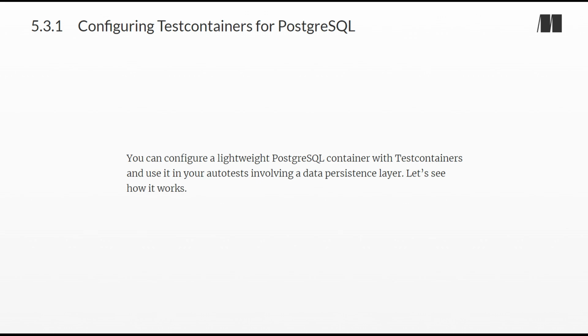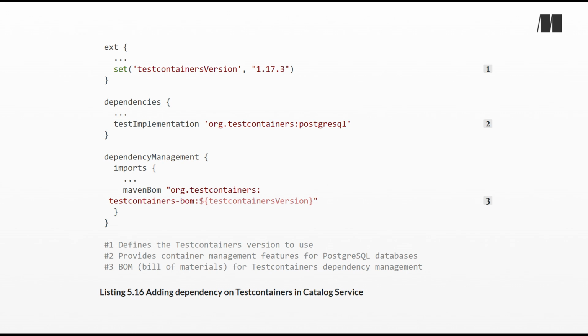You can configure a lightweight PostgreSQL container with Testcontainers and use it in your auto tests involving a data persistence layer. Let's see how it works. First, you need to add a dependency on the Testcontainers module for PostgreSQL in the build.gradle file of your Catalog Service project. Remember to refresh or re-import the Gradle dependencies after the new addition. Listing 5.16, Adding dependency on Testcontainers in Catalog Service.